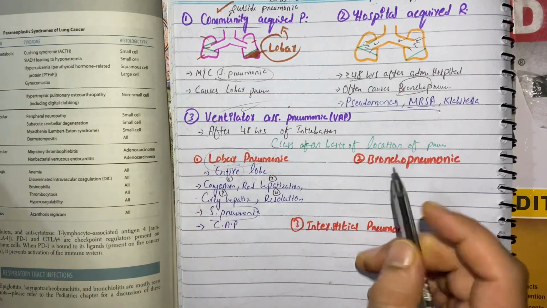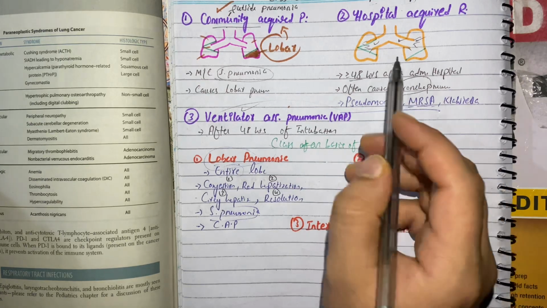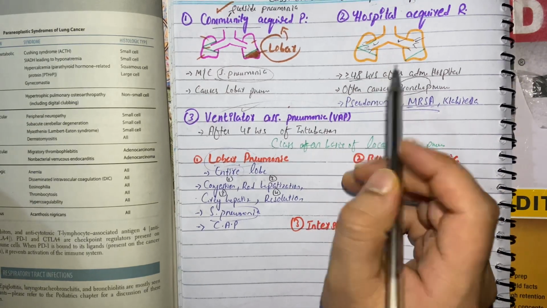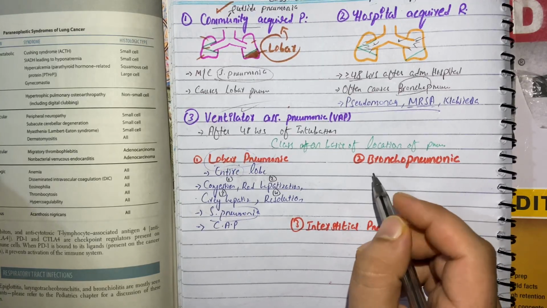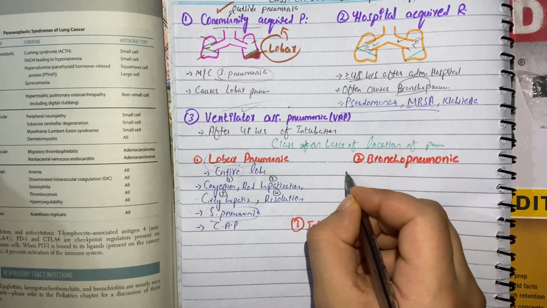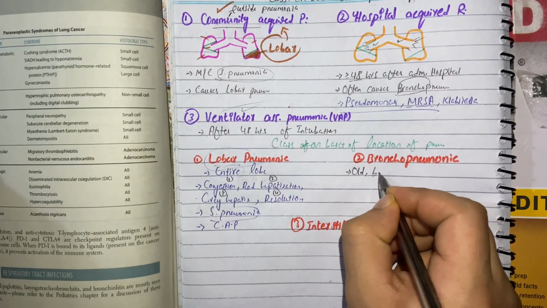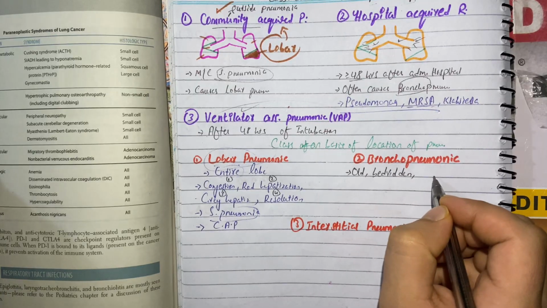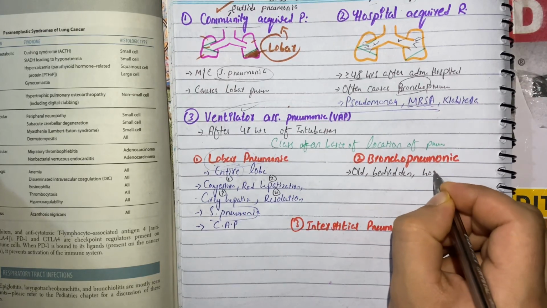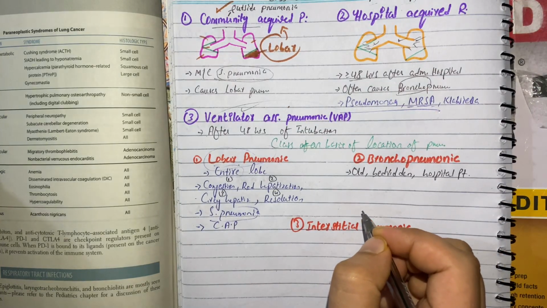Then we discuss bronchopneumonia. What is bronchopneumonia? Bronchopneumonia basically means when the inflammation involves our bronchi or bronchioles. So that is called bronchopneumonia. In which patients does bronchopneumonia mostly occur? It occurs in old patients, or in patients who are bedridden, or hospital patients.